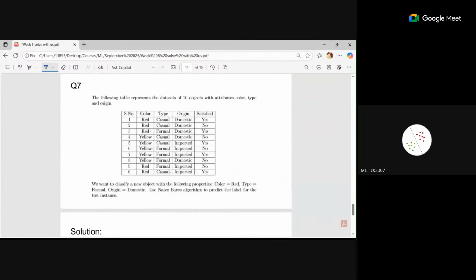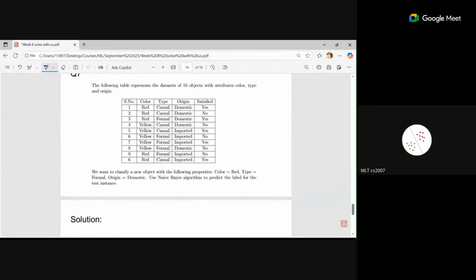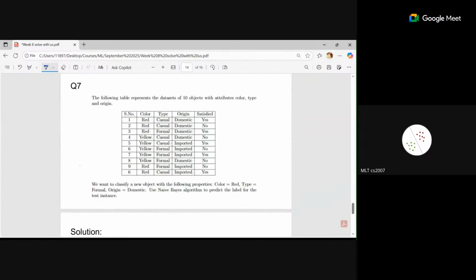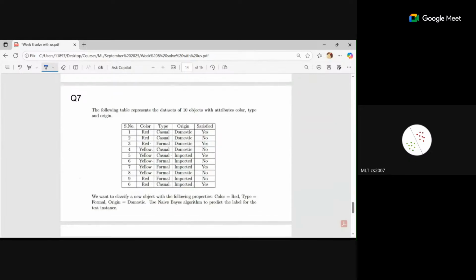So we have one more problem. Here you have 10 examples, and there are three features. One is color, one is type, another is origin. And the label is basically satisfied. If satisfied, label is yes. If non-satisfied, label is no. So we want to classify a new object with the property that color is red, type is formal, origin is domestic. What class should we predict this example to?